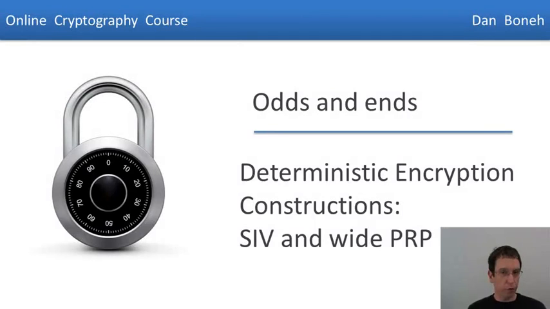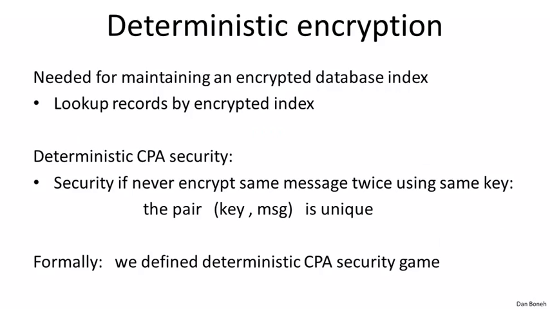Now that we understand what deterministic encryption is, let's see some constructions that provide security against deterministic chosen plaintext attacks. First, let me remind you that deterministic encryption is needed, for example, when encrypting a database index, and later we want to look up records using the encrypted index. Because the encryption is deterministic, we're guaranteed that when we do the lookup, the encrypted index is going to be identical to the encrypted index that was sent to the database when the record was written. So deterministic encryption allows us a very simple and fast way to do lookups based on encrypted indices.